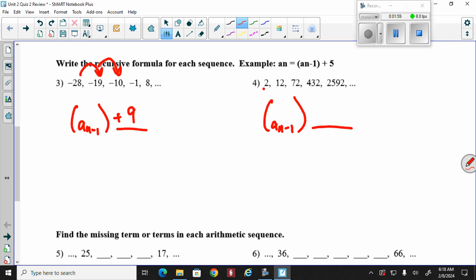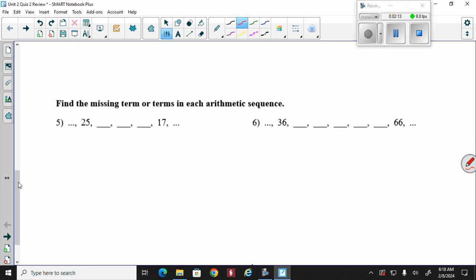Here, let's see, I'm at 2, now I'm at 12. Well, you could say I'm adding 10, but then if you notice, from 12 to 72 I'm not adding 10 anymore. So I'm multiplying by 6. There we go.